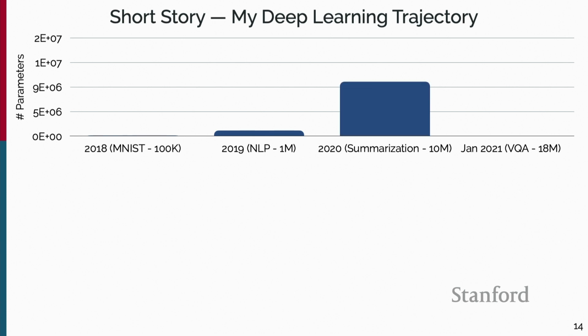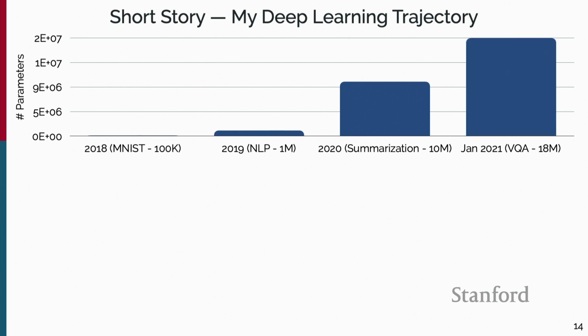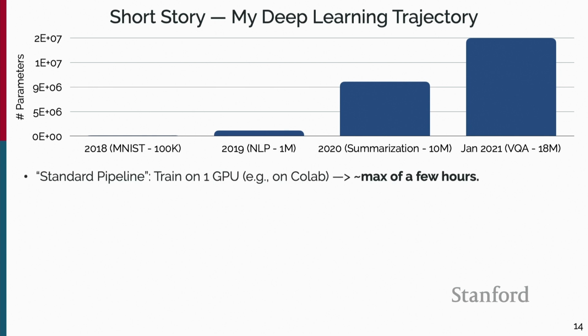2020, I branch out from the small NLP stuff I'm doing to more intensive NLP, looking at tasks like summarization, training models with 10 million parameters. And then by 2021, when I switched into multimodality and robotics, looking at visual question answering, the biggest models I was training were 18 million parameters. And at the time, the standard pipeline for me, and I think for a lot of grad students that I talked to then, was that I'd be able to train most of my things on one GPU or even my laptop CPU for a maximum of a few hours. That is what a training run would take, at least for most of the things I was doing on a day-to-day basis.